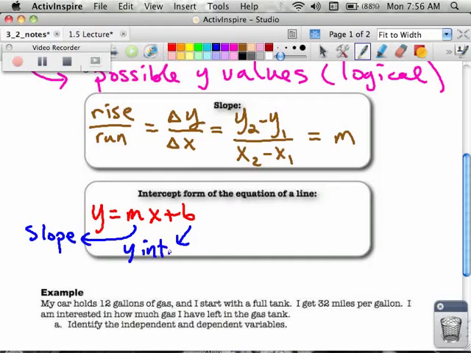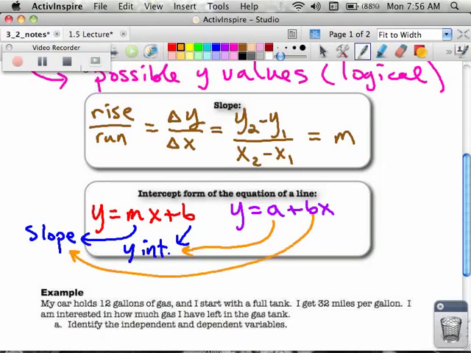Sometimes they like to write this same exact line as y equals a plus bx. This is one of the ways it's written in our calculator. In that case, this a is the y-intercept, and this b is the slope. What you'll notice is whatever's immediately preceding the x, that's your slope. Whatever is not immediately preceding the x, that's your y-intercept.